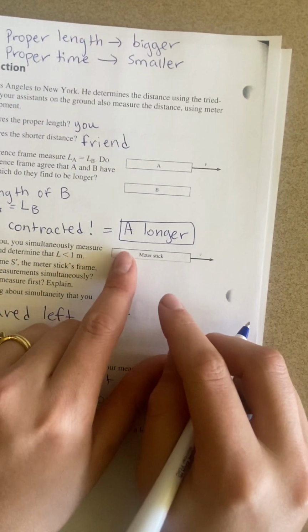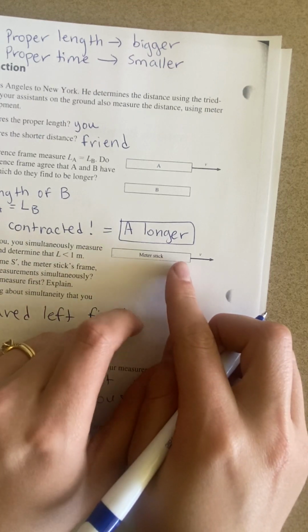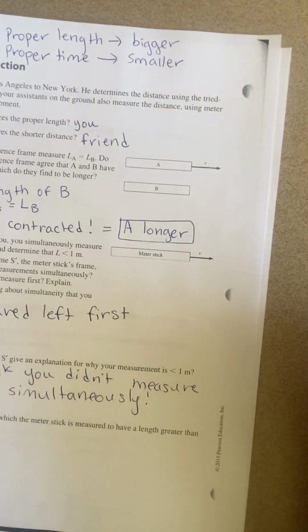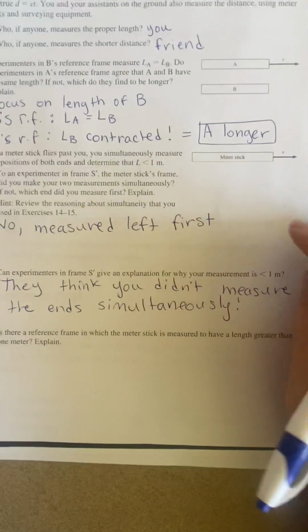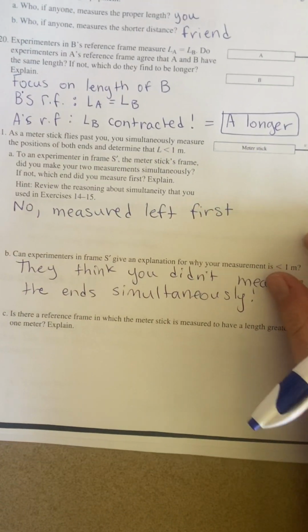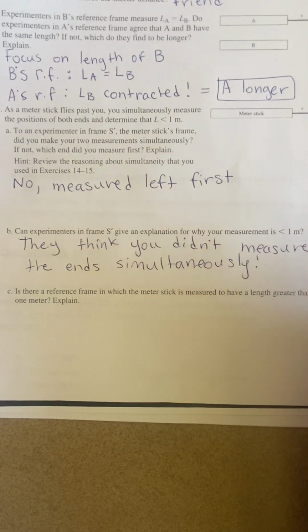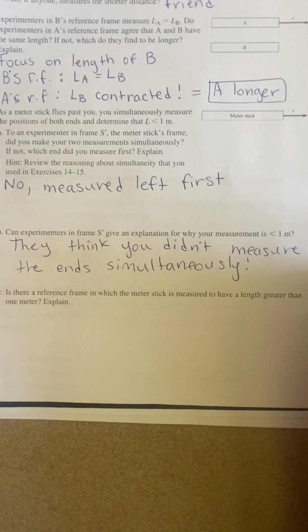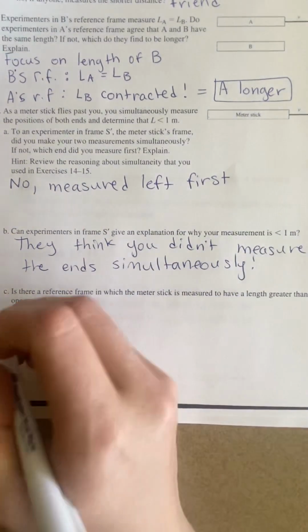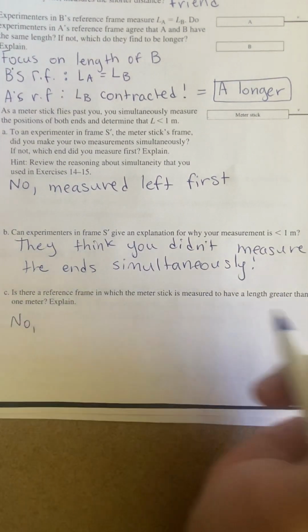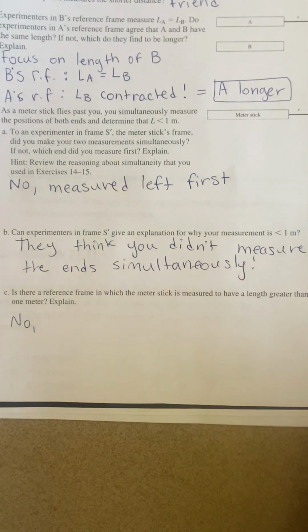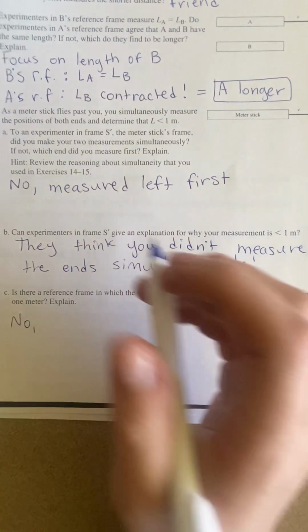So if that meter stick was going by you and you measured it, you can imagine when you took the rightmost measurement, the meter stick would have moved and your measurement would be inaccurate. Okay, C says, is there a reference frame in which the meter stick is measured to have a greater length than 1 meter? No. We only have length contraction, not length expansion. So there's no reference frame where we can make that meter stick appear longer. It's only going to ever appear shorter than a meter.